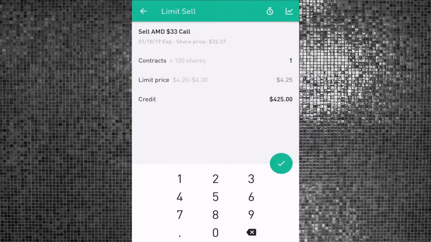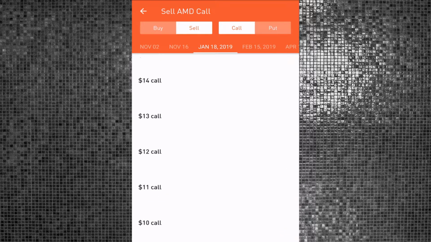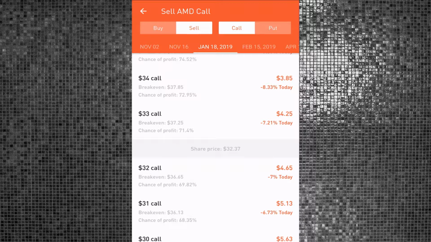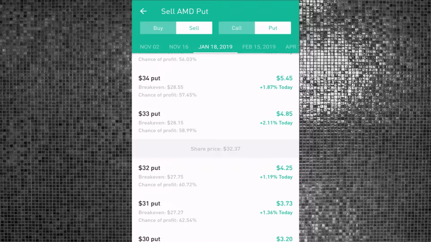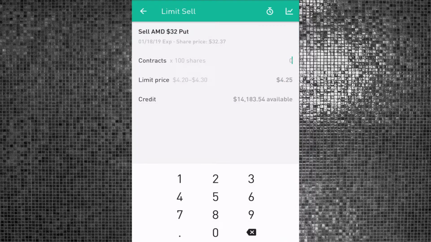Because on the Robinhood platform here, you always have to have collateral. If you are going to sell off a contract, you're going to be selling a stock at a particular price, you have to have those in your portfolio. Likewise, if you try to buy a put, again, you're obligating yourself to buying a stock at a particular price. Again, if we click on $2 here, $4.25. If I do one contract, 100 shares, it'd be a credit of $425.